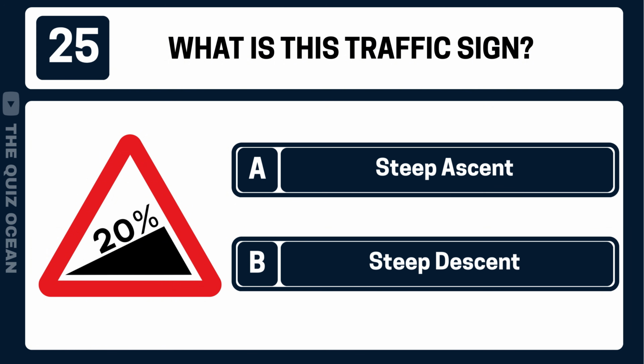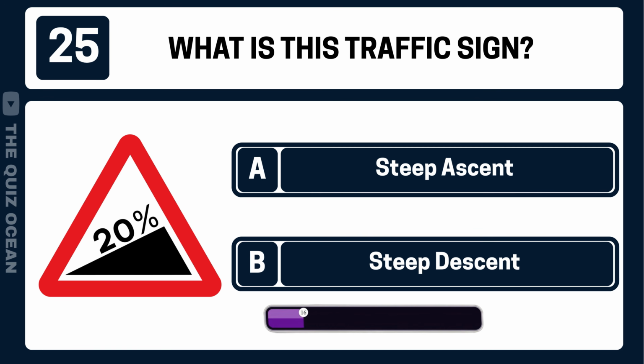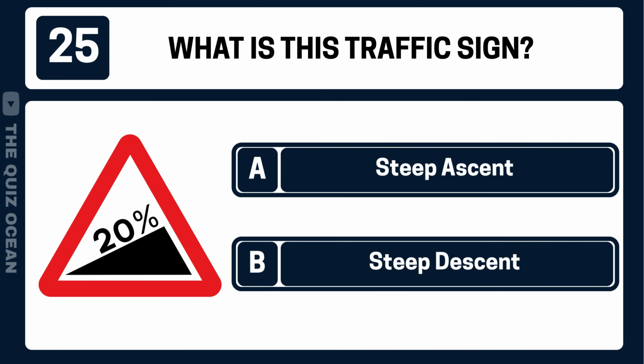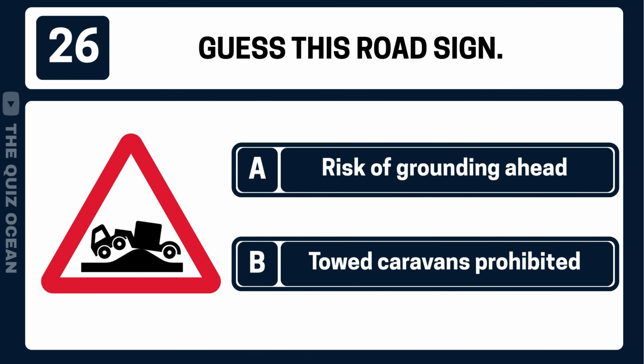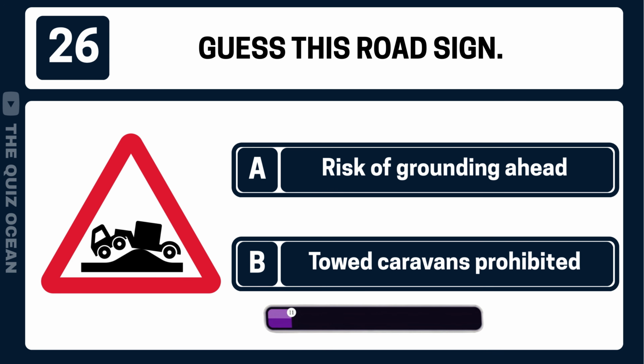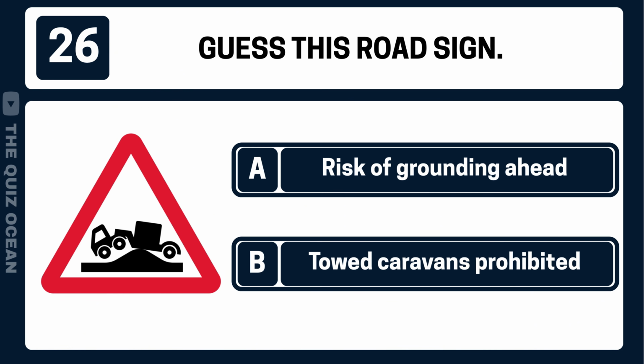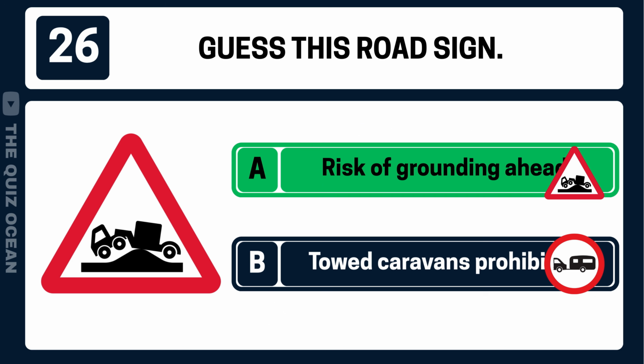What is this traffic sign? A. Steep ascent. B. Steep descent. Nicely done. This is the steep ascent sign. Guess this road sign. A. Risk of grounding ahead. B. Towed caravans prohibited. Correct. This sign warns drivers to the risk of grounding ahead.